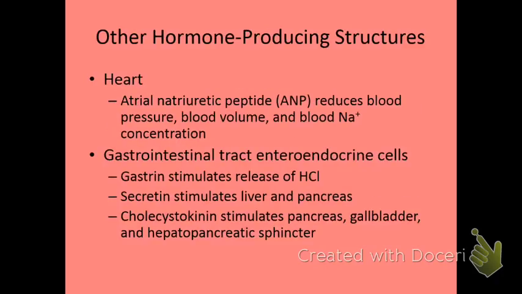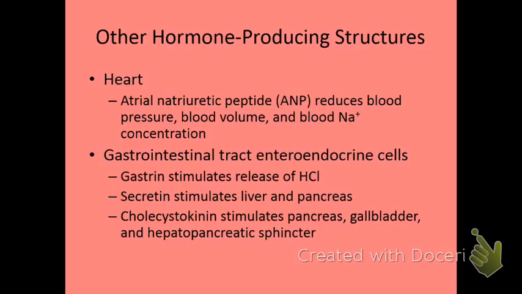Other hormones: we have the heart, which we talked about a little bit earlier. Atrial natriuretic peptide, ANP, is produced at the tip of the heart, and it helps with blood pressure, blood volume, and blood concentrations. The gastrointestinal tract also has some that produce gastrin, which stimulates the release of hydrochloric acid, and the hydrochloric acid in turn helps us to digest our foods and assimilate our calcium, necessary for proper muscle contractions.